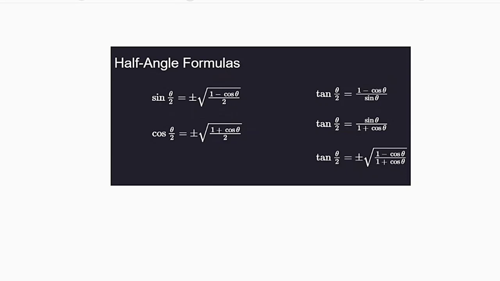Hello everyone. In this tutorial, we are going to derive the half-angle formulas for trigonometric functions: sine, cosine, and tangent. So let's get started. Before we start, there are three important things I would like to write. The first one is double angle for sine and cosine, and that are famous identity.